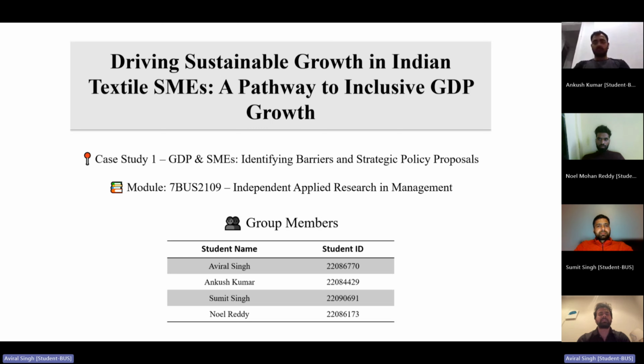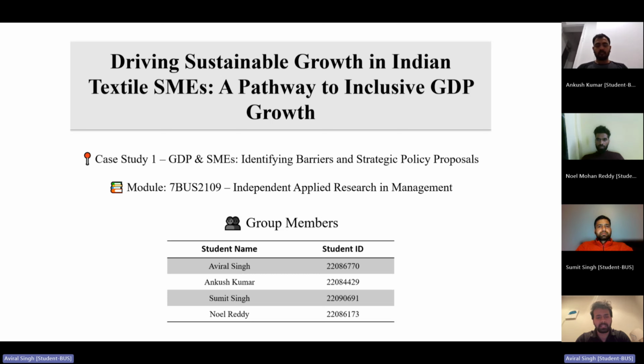Our study is based on case study 1, which explores barriers to GDP growth in developing nations and evaluates the strategic role of SMEs in addressing them. The Indian context offered us a powerful lens to examine these issues. Especially, we focused on the textile sector in Surat and Tirupur. These two hubs play a massive role in India's economy, generating exports, supporting employment, and driving regional development. Yet, they also face massive challenges: environmental degradation, global trade pressures, and limited access to sustainable innovation.